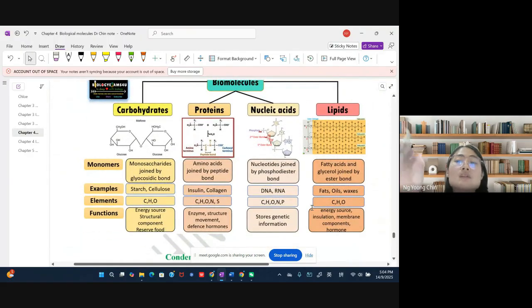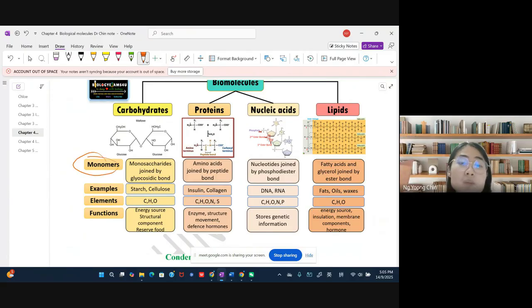So here's a summary. Okay, so we have 4 organic compounds, right? The carbohydrates, proteins, nucleic acid, and the lipid. So this is a monomer. Chloe, you need to memorize this one. You need to know what a monomer is, which contributes to become the polymer. So here will be the polymer. The polymers include the carbohydrate, proteins, nucleic acid, and the lipid. Monomers are the basic structure, which will join together and then become the polymer.